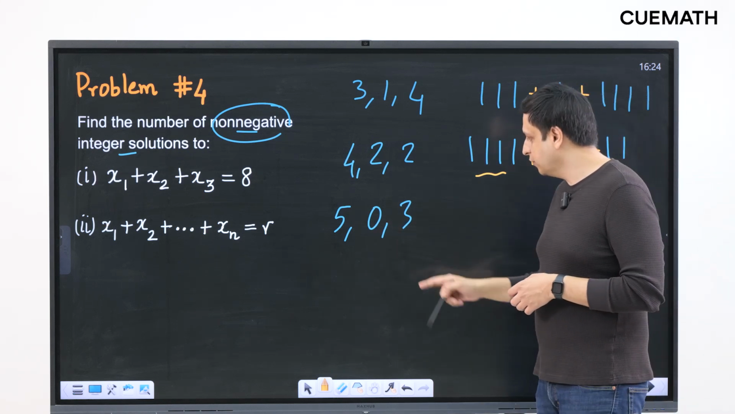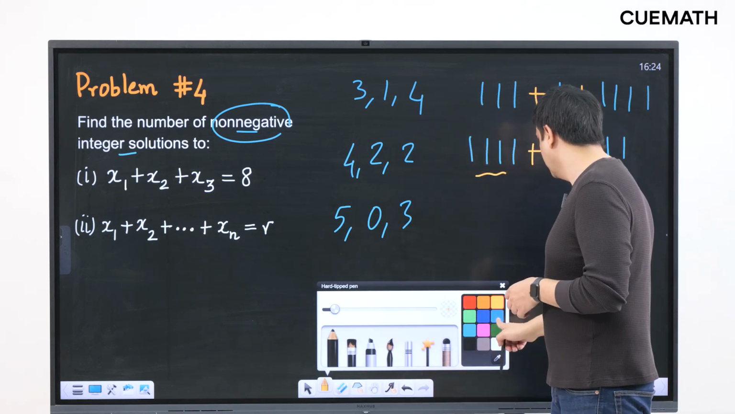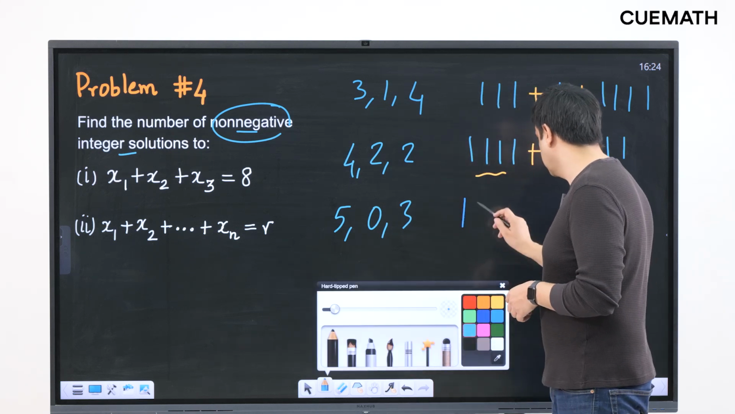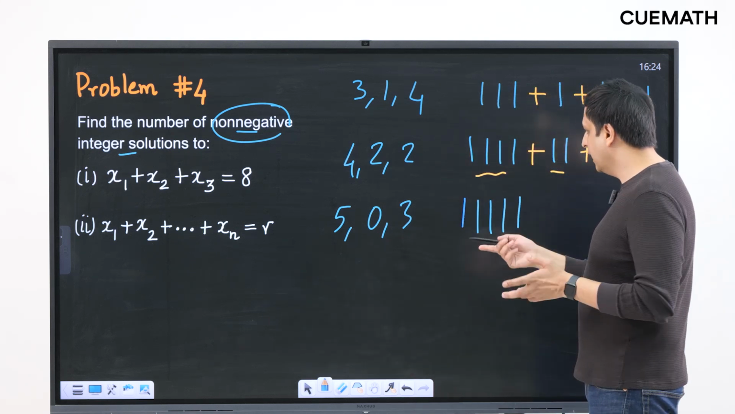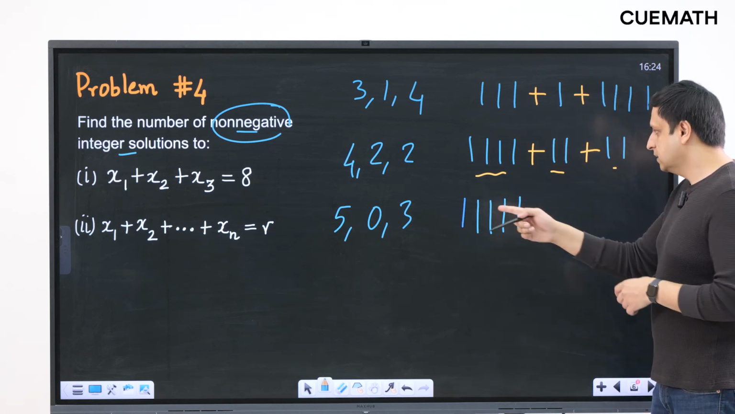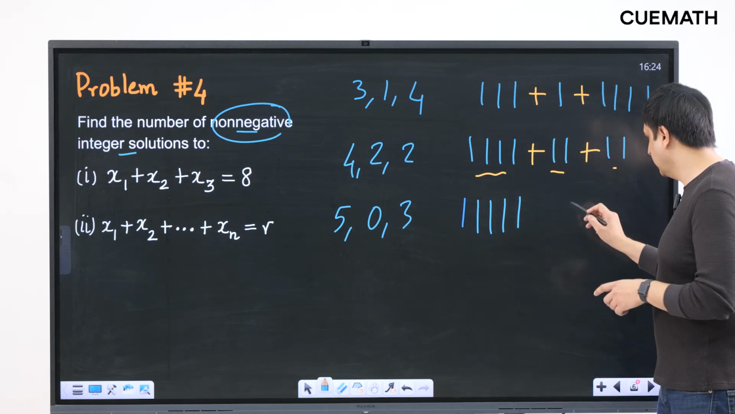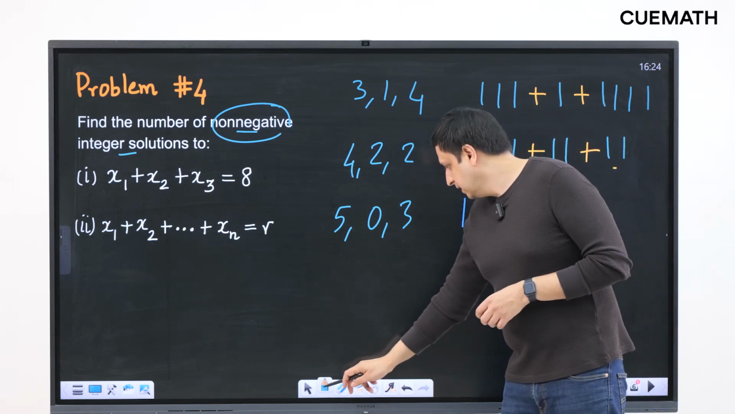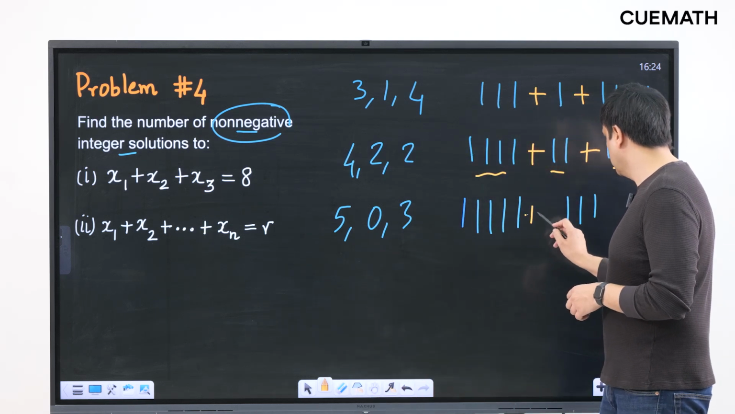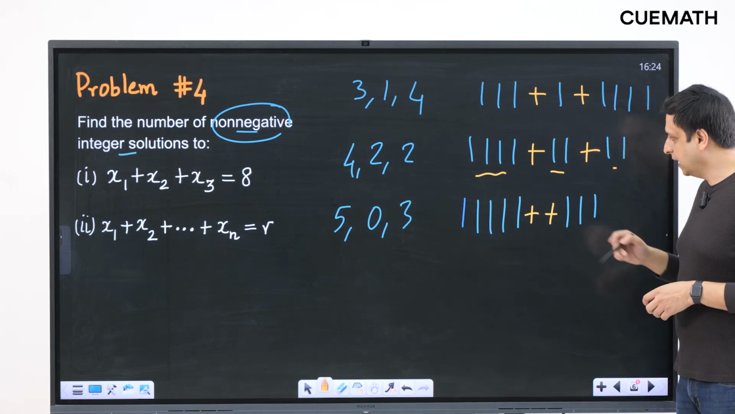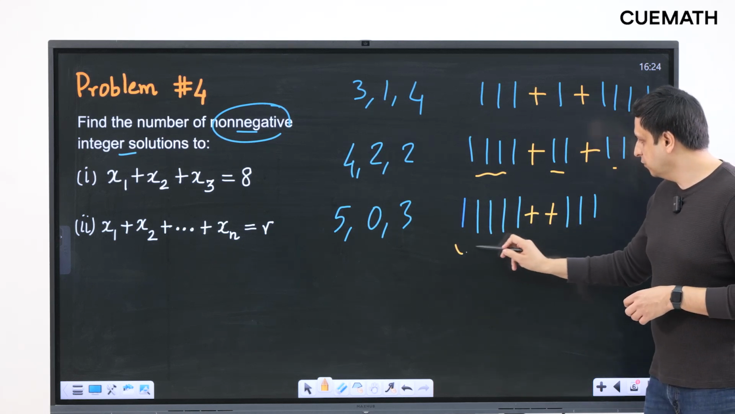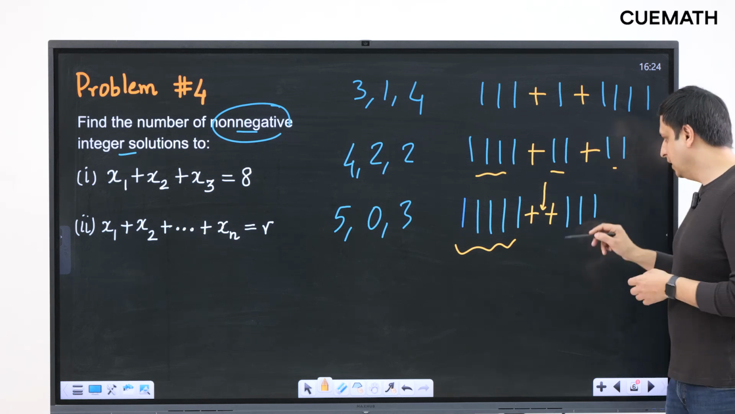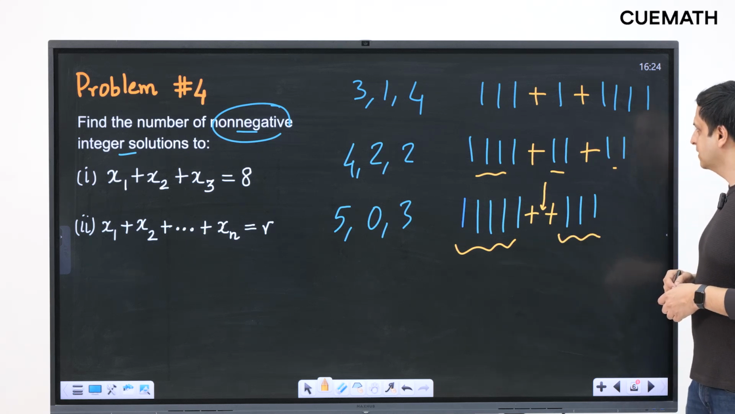Let's do it once more with 5, 0, 3. So what I'll do is I'll place 5 ones first. So 5 ones, and then I have a 0. So let's see how to handle that. And then I have 3. So 3 ones like this. And then what I'll do is place 2 plus signs like this, and this gives me the specific solution 5, 0, 3, because there's nothing between the two plus signs. So that's the 0. And then we have the 3 ones here.